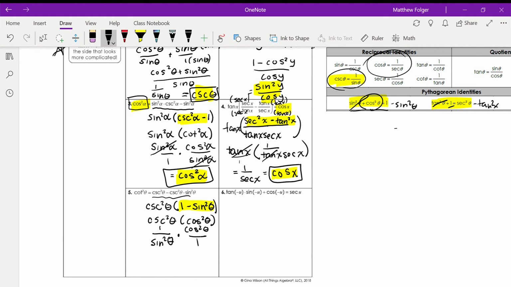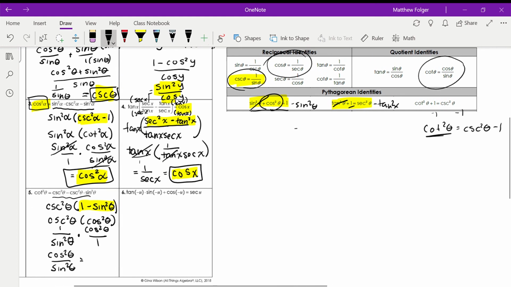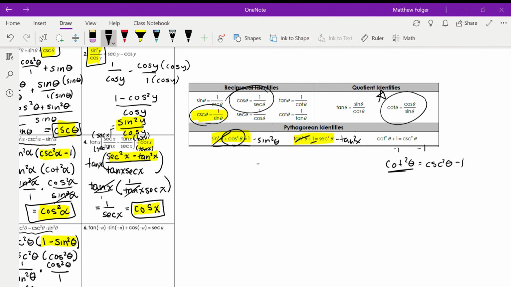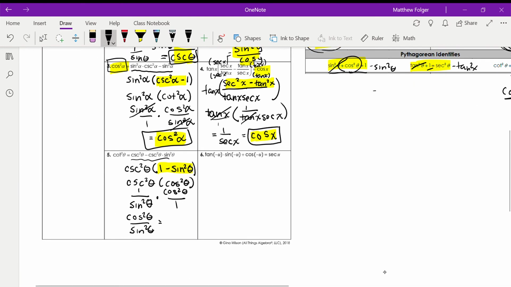Now, nothing cancels, but what happens when I write cosine squared theta over sine squared theta? What is cosine over sine? Well, we already did that. That's up here. Cosine over sine is cotangent theta. So this is equal to cotangent squared theta, which is what we wanted from the beginning.